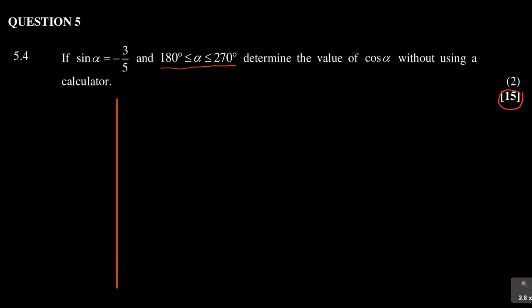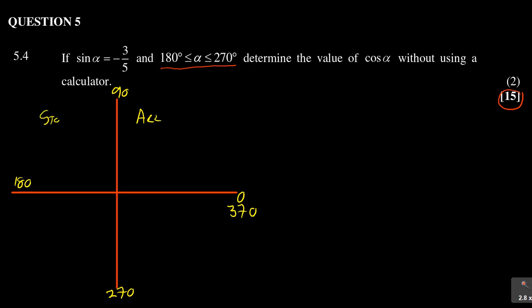Divide your Cartesian plane like this, just to get a brief of some information here. Now this is my 0 in a Cartesian plane, this is my 90, this is my 180, this is my 270, and this is my 360. Now in all this, I have got the words that I use, which says all students take chemistry.